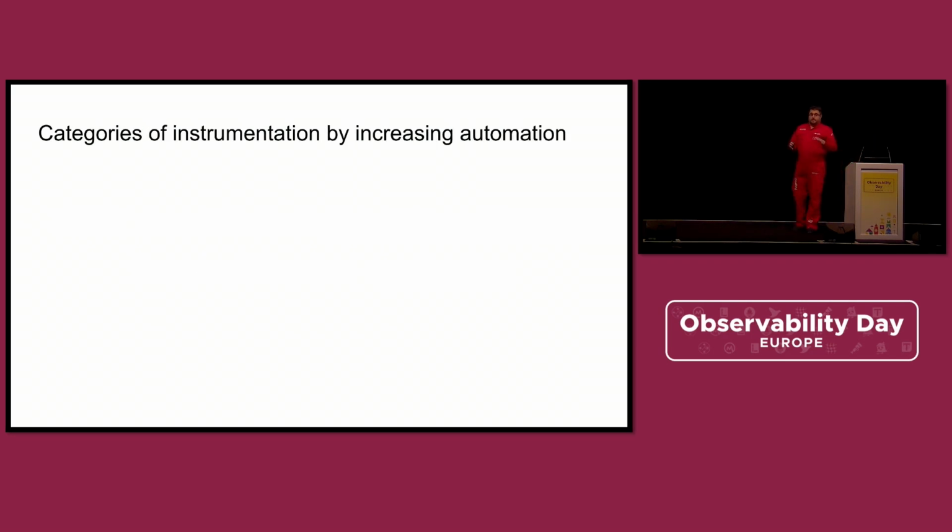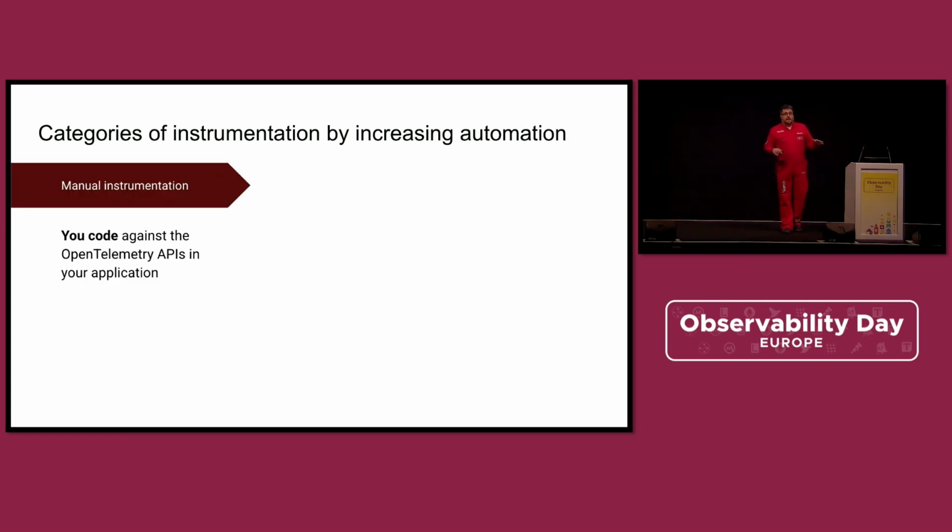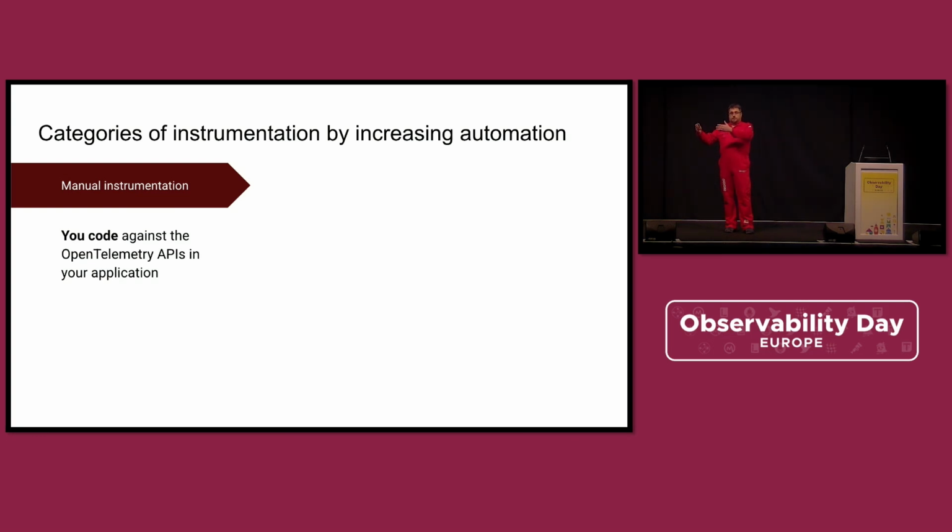And there is a spectrum of instrumentations. The most basic kind is the one that you add to your application as code by coding against the OpenTelemetry API. You get a tracer, you start a span, you add attributes, you close the span. You go and create an instrument for metrics, a counter, and then invoke the add method. That is instrumentation you own. That's manual. You did it.